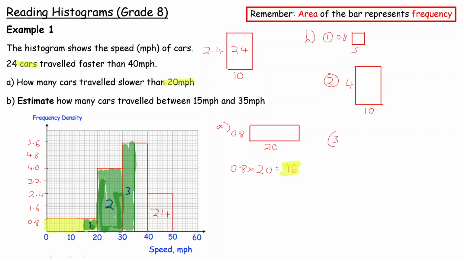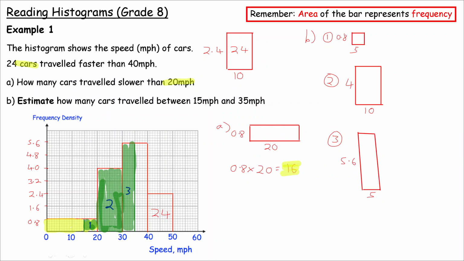And then bar 3, it's a bit of a longer one, so there we go, up, down and across. So this one has got a width of 5, so 5 across, and a height of 5.6. And now let's work out the areas of each of these, because remember, area of those bars is frequency.